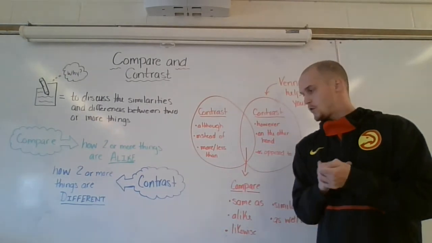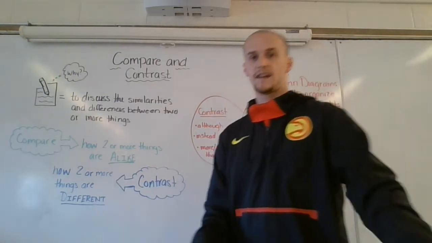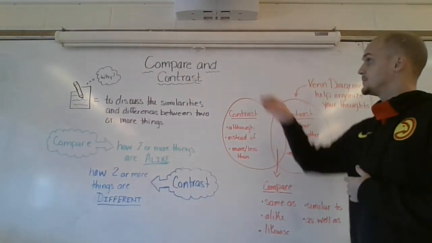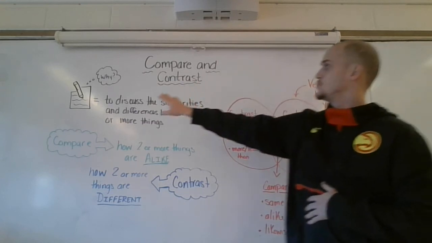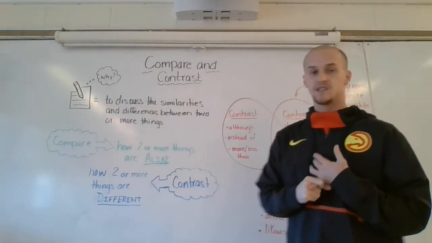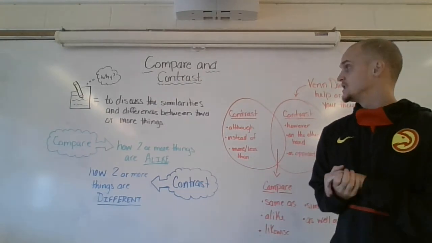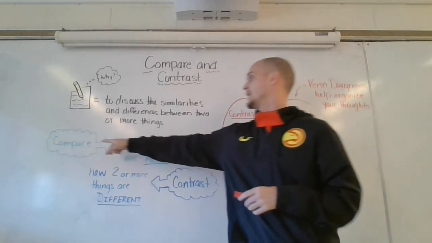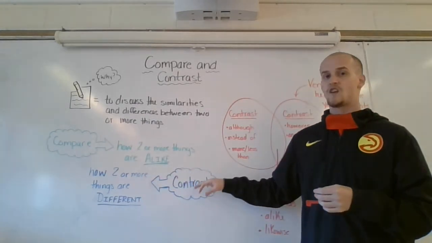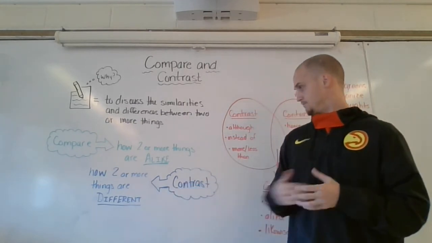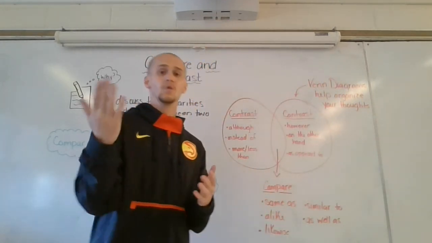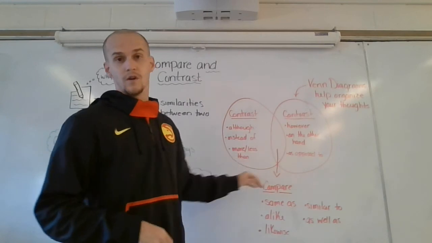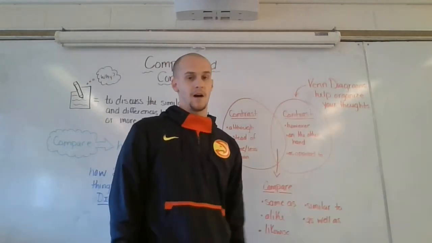And so again, in quick review, this is just another text structure that an author can use, especially in nonfiction. The compare and contrast text structure is used by an author when he or she wants to discuss the similarities and differences between two or more things. When they're comparing, they're talking about how these things are alike. When they're contrasting, they're talking about how they are different. And a lot of times when you are reading an article that is using the compare and contrast text structure, you will use the graphic organizer of a Venn diagram to help organize your thoughts.